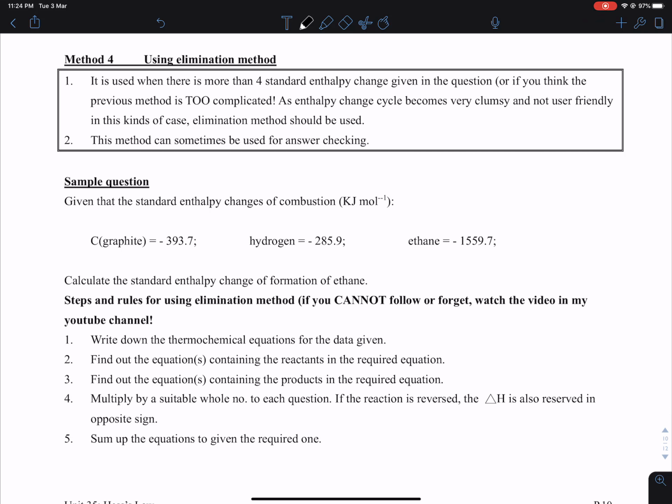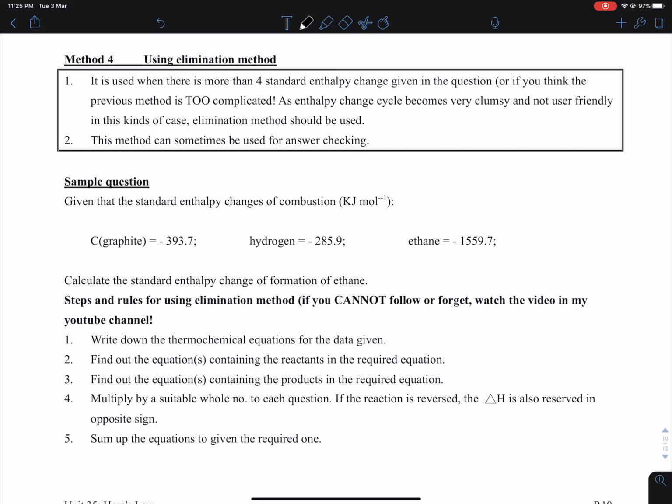Hello everyone, in this video, I'm going to show you the last method, called the elimination method, that we can use for calculating enthalpy change. I could say it is the most reliable method you can see in this chapter. Unfortunately, this method takes a lot of time, but of course it is a bit easier to manage when you compare it with the enthalpy change cycle. So I highly recommend you use this method for the calculations.